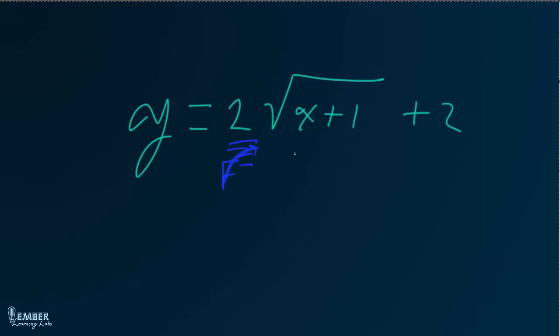Now this one is inside of the square root, and so this is going to be horizontal. This is going to be left and right. No problemo. Now, this one, it goes the opposite. So it's plus, so it actually goes to the left 1 space.